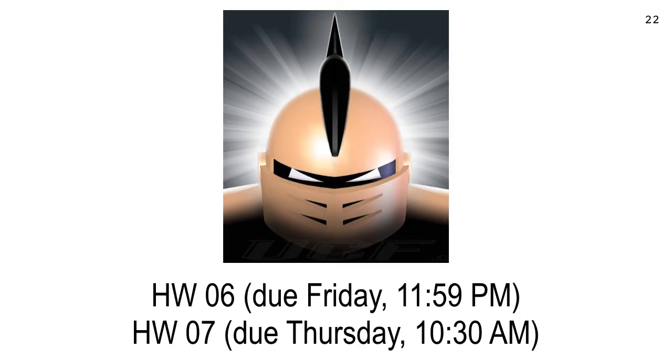So here's the homework lookout. Homework 6 due Friday at 11:59, plenty of time. But homework 7 will be due on Thursday at the normal time. Okay, you're dismissed.